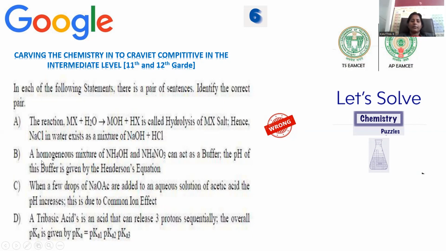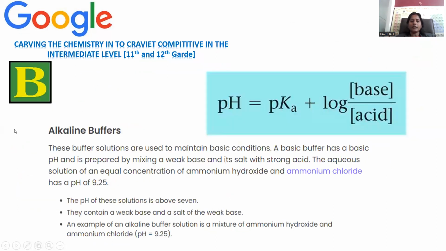Move on to second one, B option. A homogeneous mixture of ammonium hydroxide and ammonium nitrate. This is called what? Buffer solution. Acts as a buffer. The pH of buffer is given by Henderson equation. This is perfectly correct. Let's see what is what.